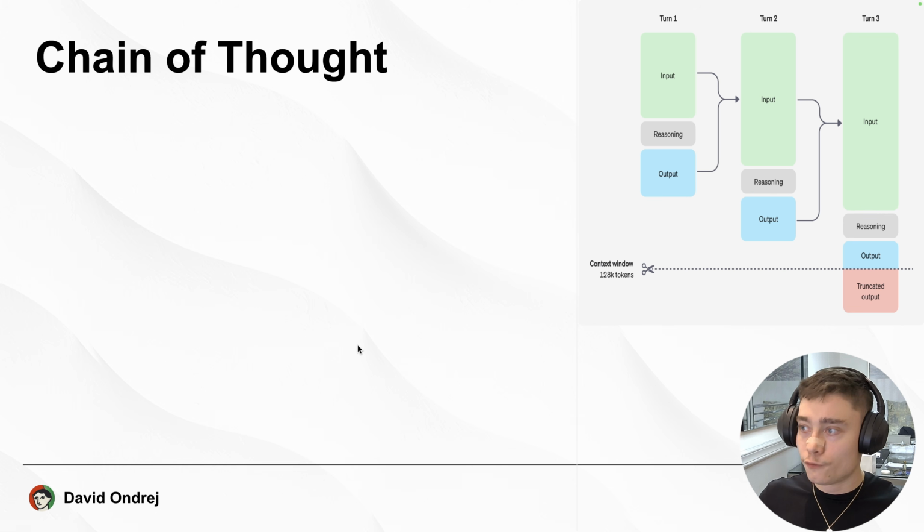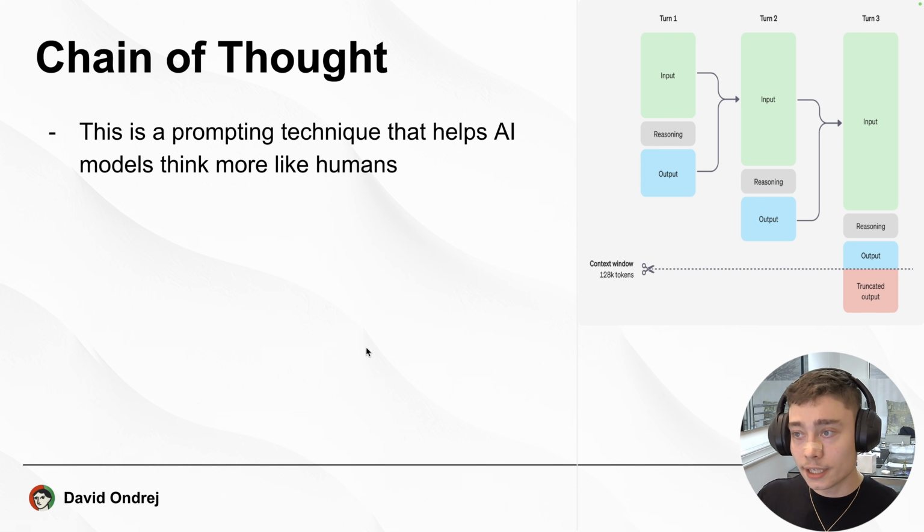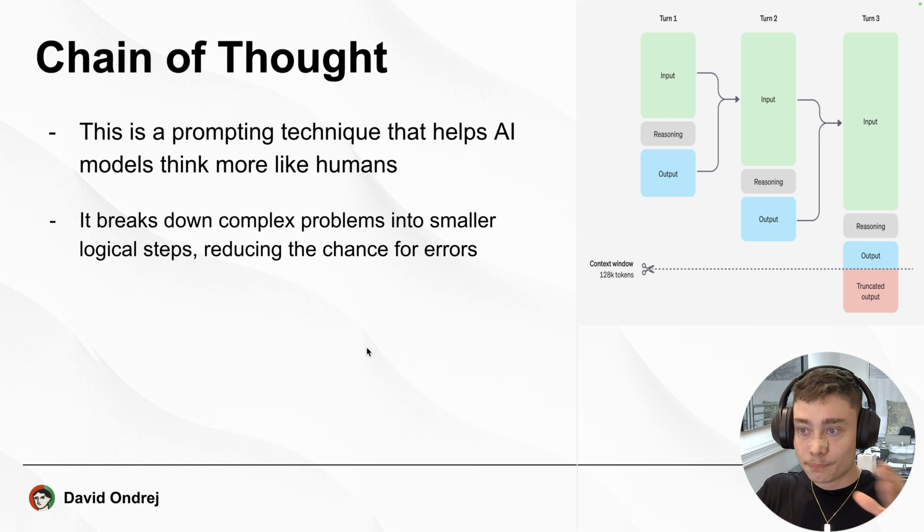Now here is what chain of thought means. It sounds complicated, like a scary, intimidating word, but it's actually pretty simple. This is a prompting technique that helps AI models think more like humans. It breaks down complex problems into smaller steps. As you can see on the right is a very good graphic. This reduces the chances of errors.